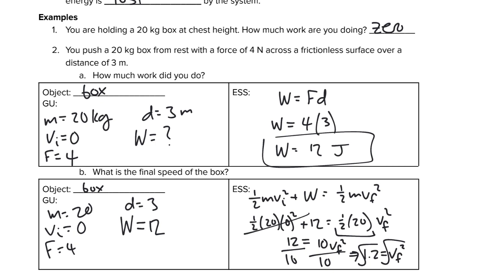And the answer that we get here is a final velocity of 1.095, which will really round to 1.1 meters per second. Okay, so that would be the final speed of the box here. Note that we had to find the work first, and then we also had to use that work in our old work kinetic energy theorem that we'd already worked with.